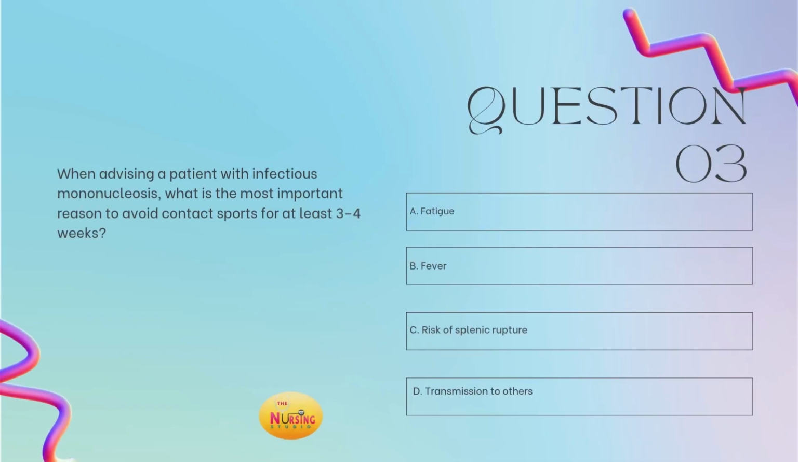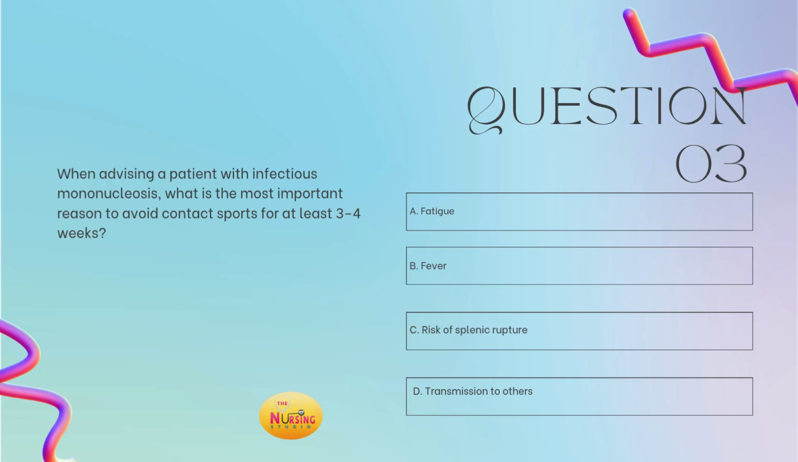And then lastly, question number 3, when advising a patient with infectious mononucleosis, what is the most important reason to avoid contact sports for at least 3 to 4 weeks? Is it A, fatigue? Is it B, fever? Is it C, risk of splenic rupture? Or is it D, for transmission to others? Take a moment and tell me what you got.